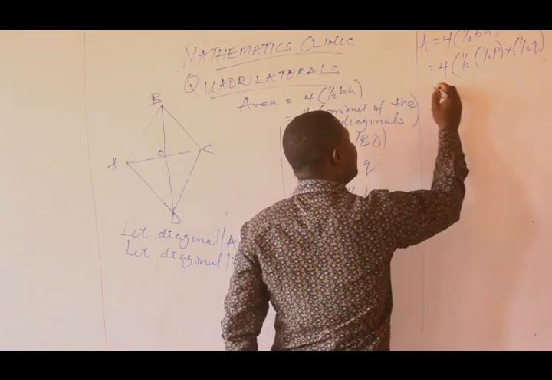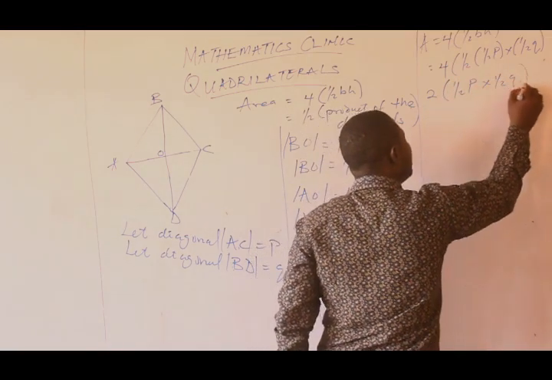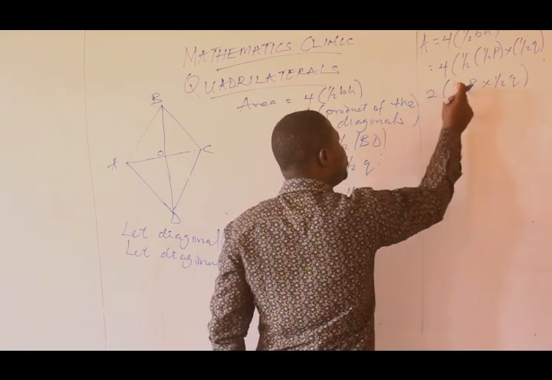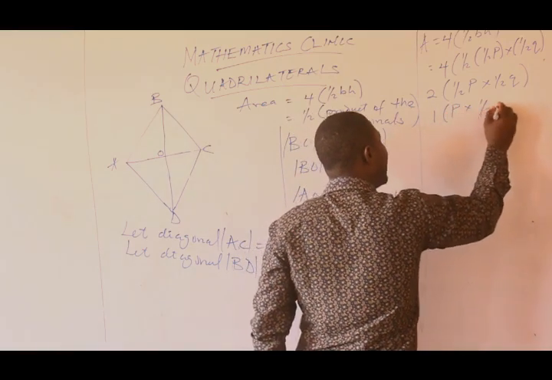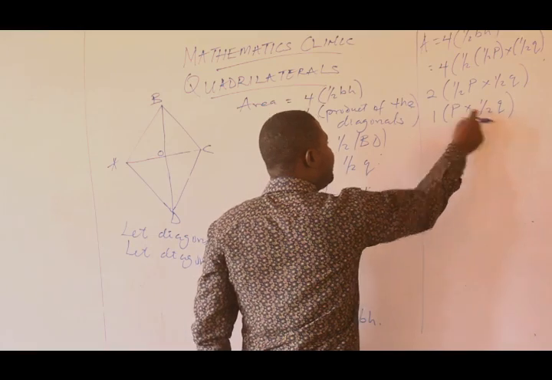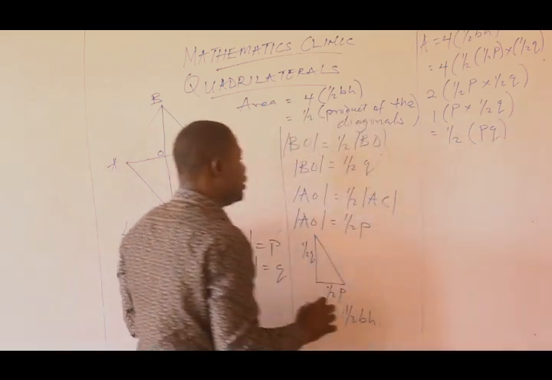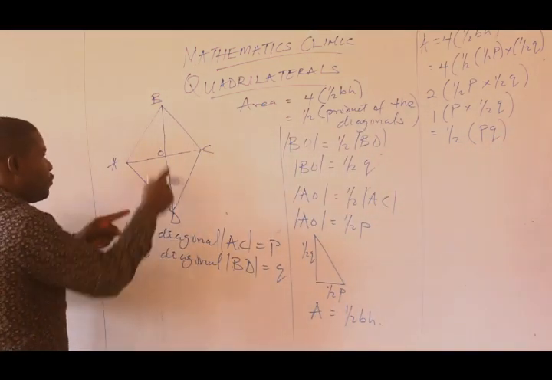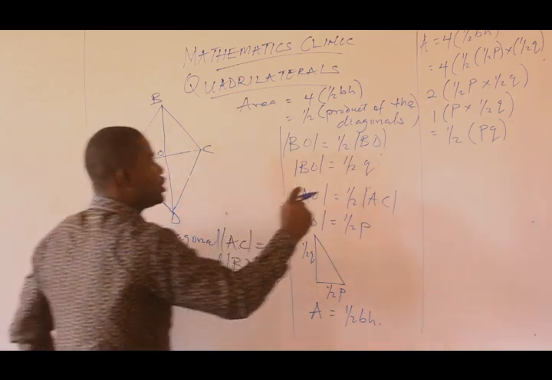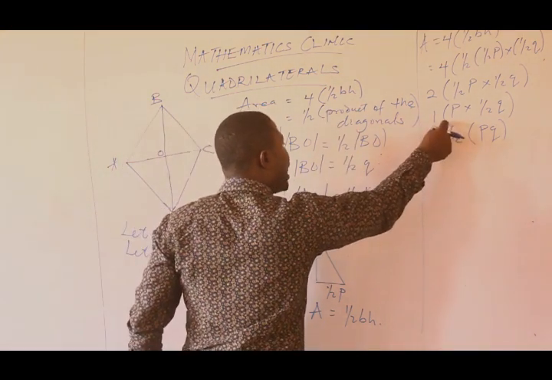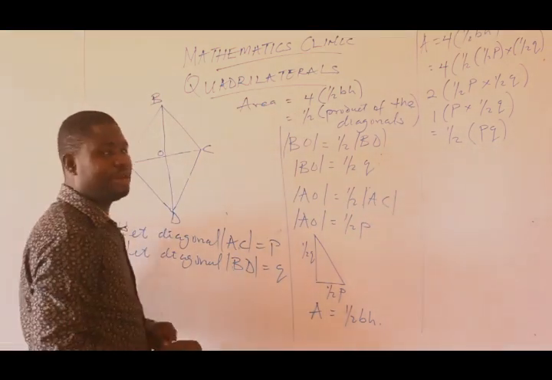Now 4 times half will give us 2. So 2 into half of P multiplied by half of Q. 2 times half, that means 2 times 1 over 2 will give us 1 of P multiplied by half of Q. Half times 1 becomes 1 over 2 into P and Q. Remember we said the diagonal AC was P and the diagonal BD was Q. What have we gotten? That the area is also half multiplied by P and Q. I believe you understand this.